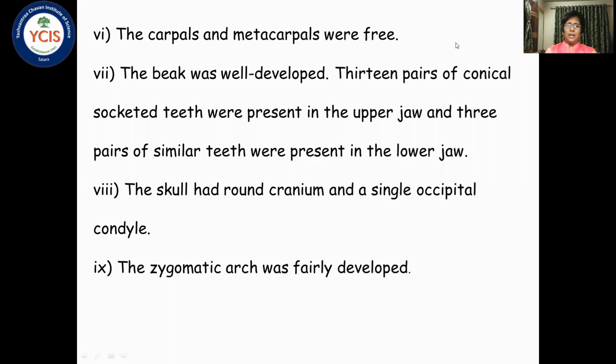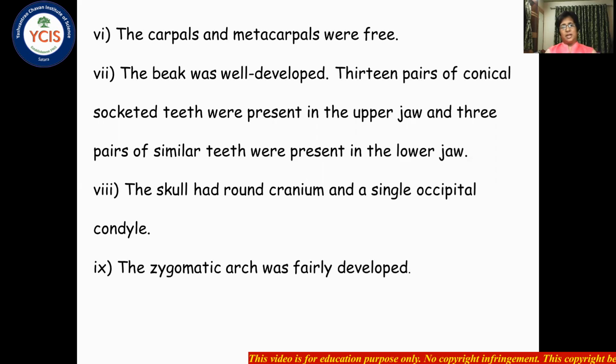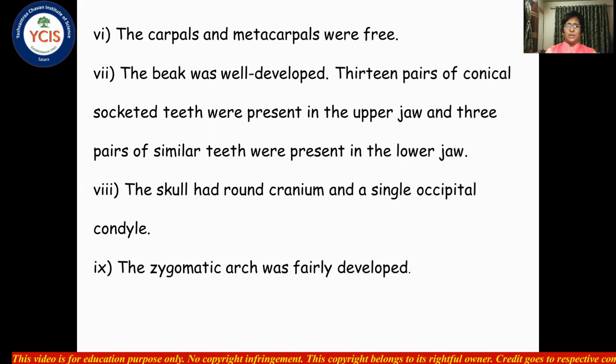Then the carpals and metacarpals were free, and the hand shows 3 clawed digits. The beak is well developed, and 13 pairs of conical socketed teeth were present in the upper jaw, and 3 pairs of similar teeth are present in the lower jaw. The skull had a round cranium, and a single occipital condyle is present.